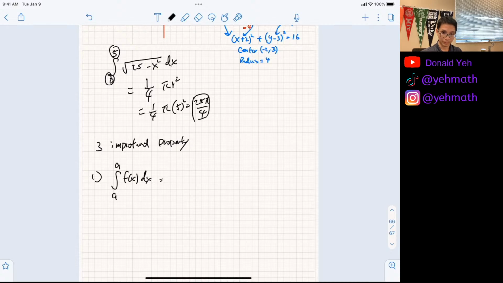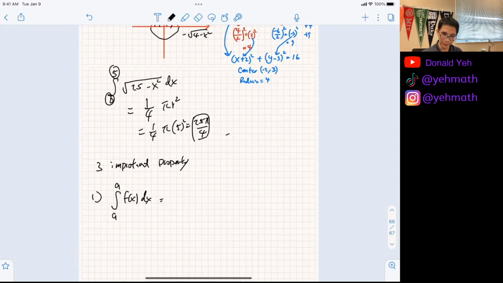Wait, why is it 1 over 4 again? Because the circle is from the positive, from 0 to 5. So this is the semicircle equation, right? But the problem is they only want this part, which is 0 to 5. They only want the right part of it.